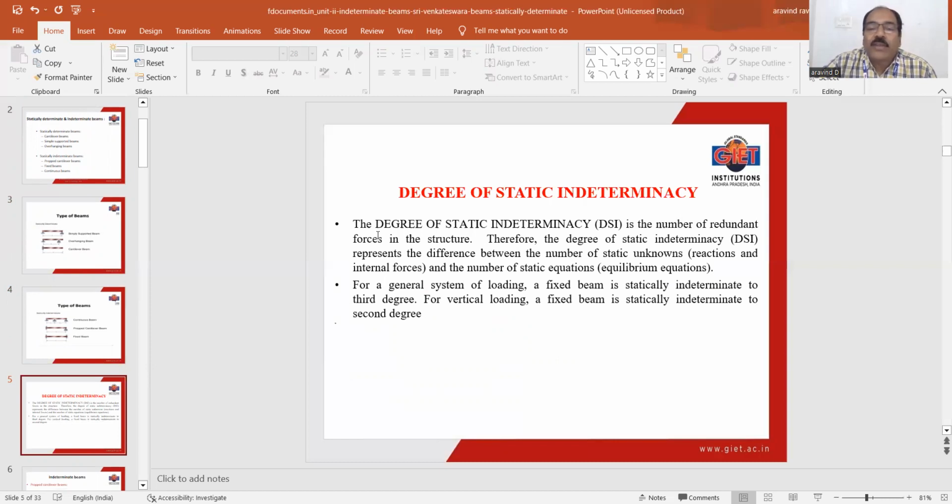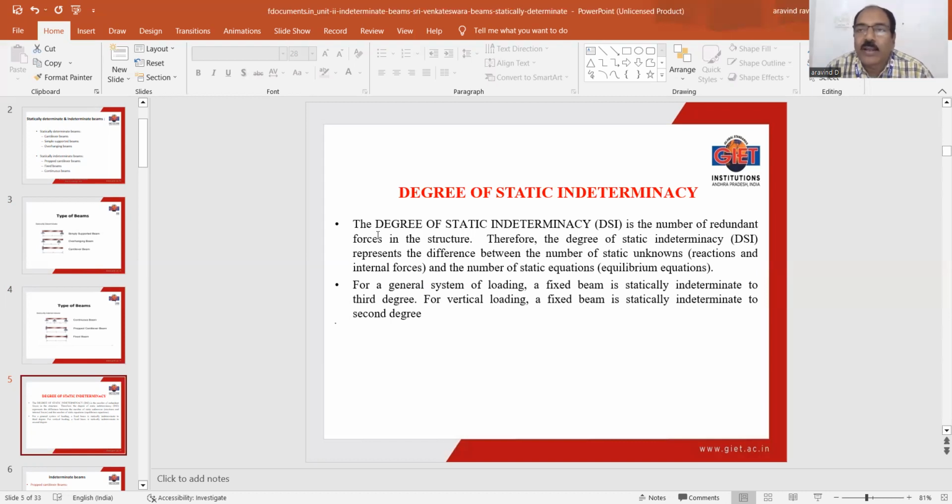If you see the definition, the degree of static indeterminacy is the number of redundant forces in the structure. Therefore, the degree of static indeterminacy represents the difference between the number of static unknowns, which includes reactions and internal forces, and the number of static equilibrium equations.